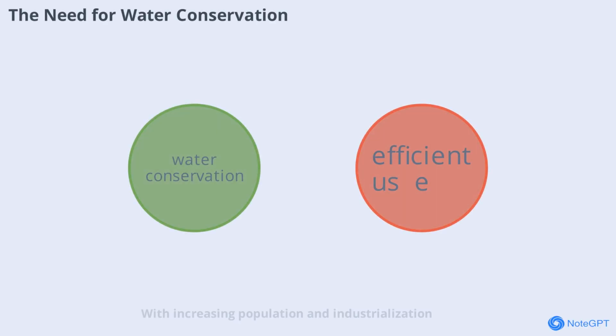With increasing population and industrialization, the demand for water is rising rapidly. However, water resources are limited and unevenly distributed. Water conservation is the practice of using water efficiently to reduce unnecessary usage. It is essential for ensuring that future generations have access to clean and sufficient water. Let's explore why conserving water is more important than ever.